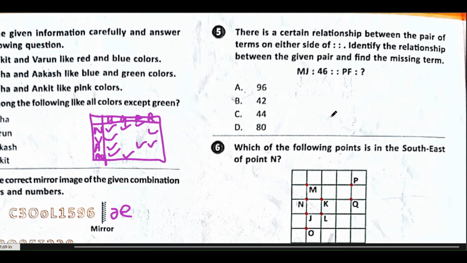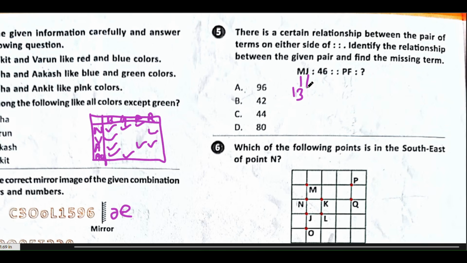Question number 5. There is a certain relationship between the pair of terms on either side of this. Identify the relationship between the given pair and find the missing term. So MJ is equal to 46. Then PF is equal to what? So M, we will count the position where it comes in the alphabetic order. So A, B, C, D, E, F, G, H, I, J, K, L, M. It comes at 13th place. So this will be 13.